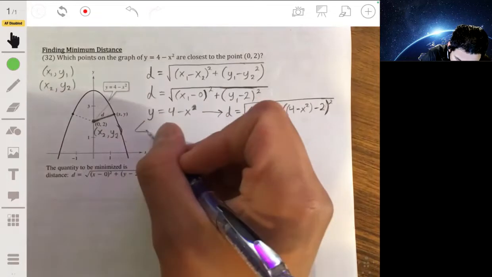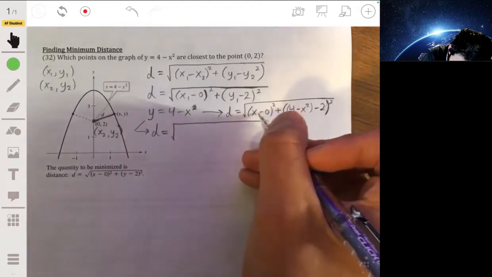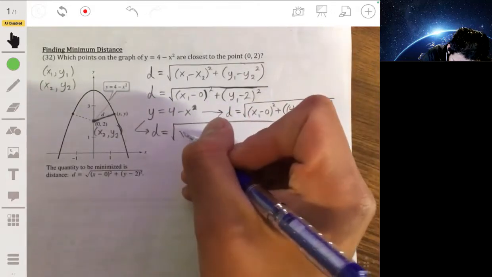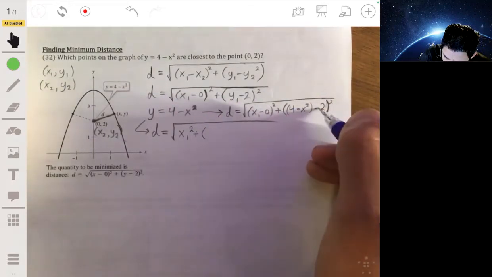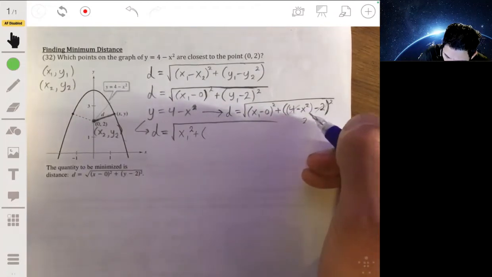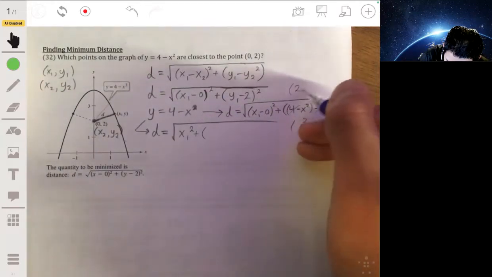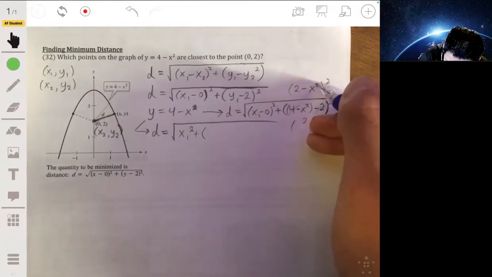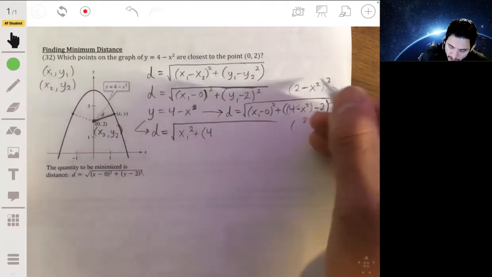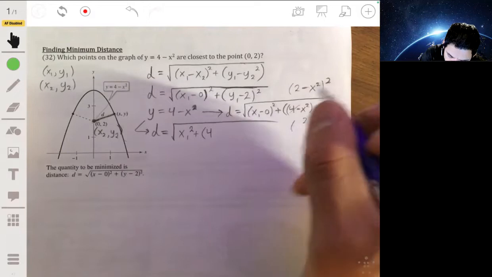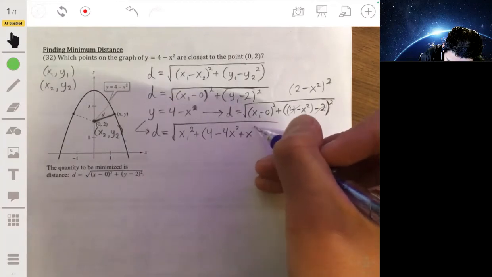So let's simplify this formula, or clean it up, so it's easier to work with. So x1 minus 0 is just x1 squared plus, so we're going to have 4 minus 2, that just becomes 2 in there. So it becomes 2 minus x squared, all squared. So in here we just have, let me write it up here, 2 minus x squared all squared. And that's what that'll become. So just multiplying out mentally, 4 minus 2x squared minus 2x squared, so minus 4x squared, plus x to the 4th.